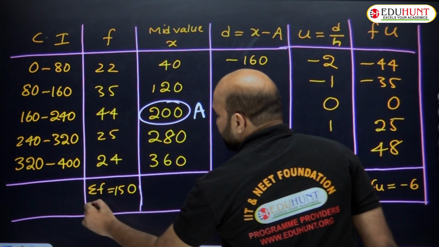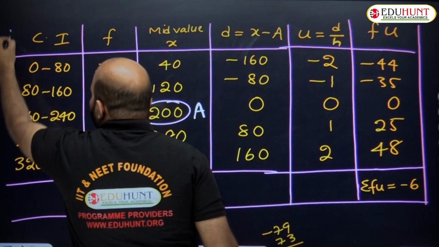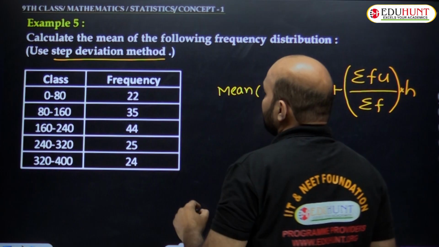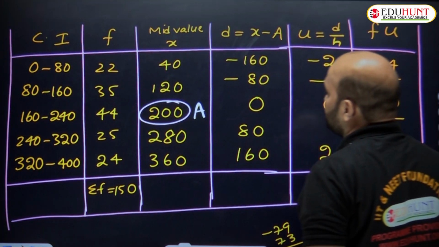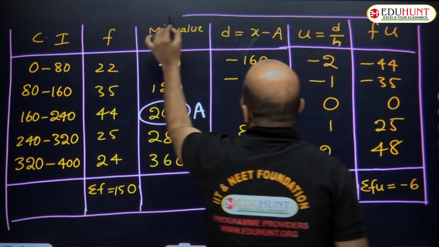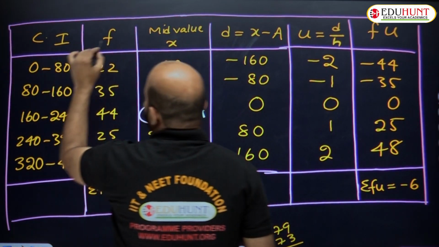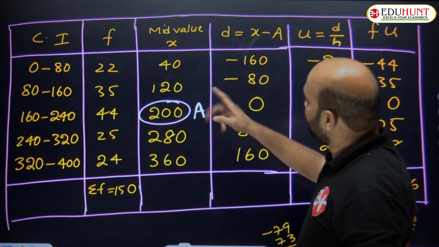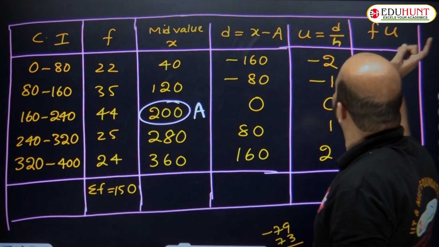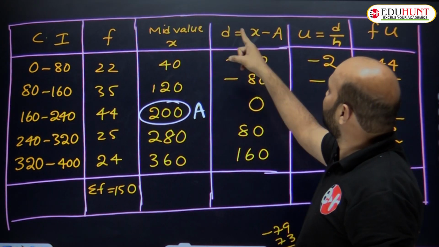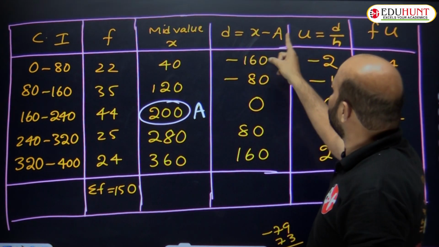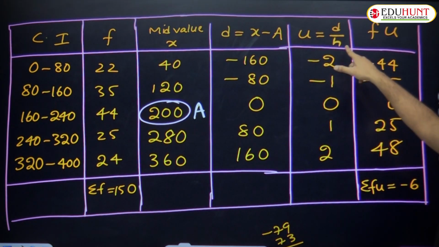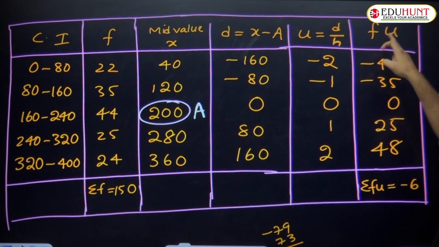calculating the mean value by using the step deviation method. So when the step deviation method is given, in that question we are given only the class interval and frequency. We need to find the next four values: x, nothing but the mid value, deviation x minus a, u equals d by h, where h is the size of the class, and fu. Sigma fu equals minus 6.